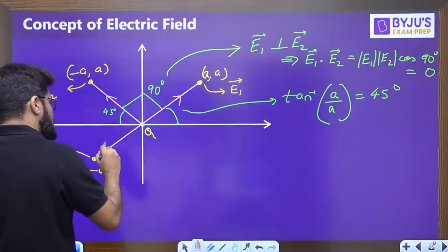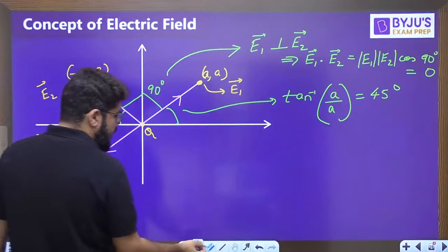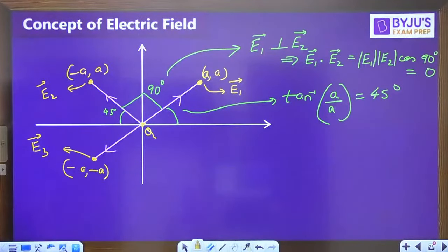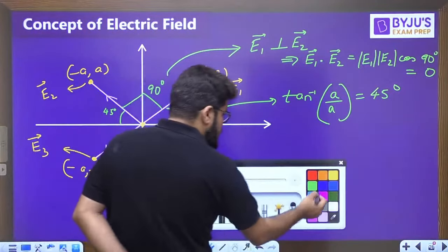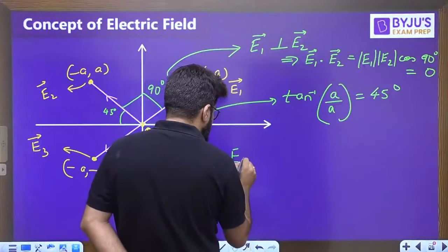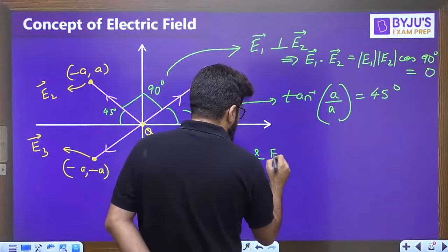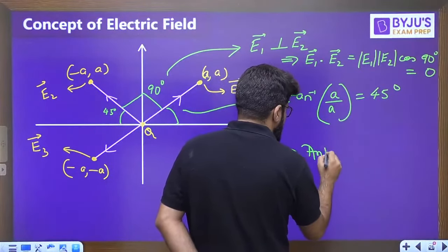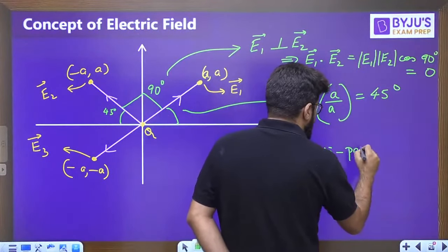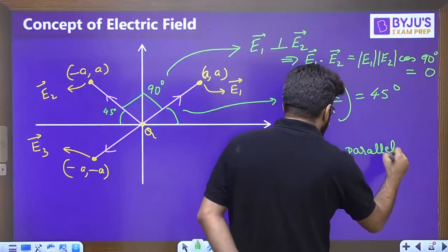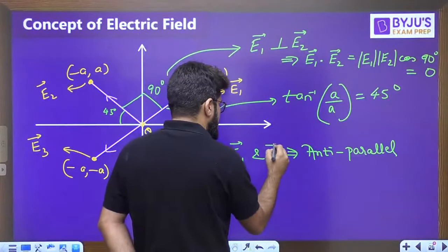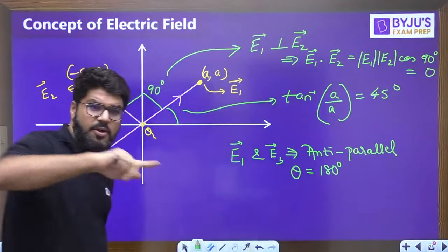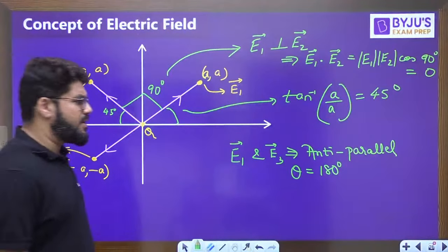Electric field is away from the source, so that is the direction of electric field. They are lying on the same straight line but in opposite direction. So what is the conclusion for E1 and E3? E1 and E3 can be called anti-parallel. The angle between them is 180 degree, lying on the same line but in opposite direction.